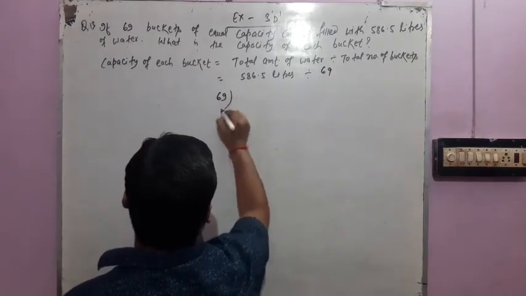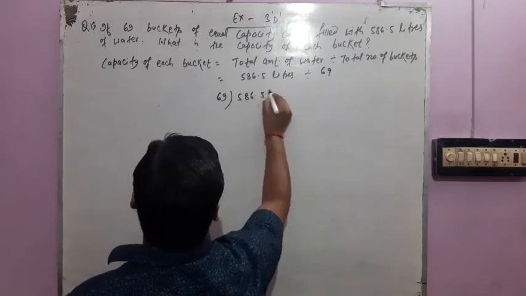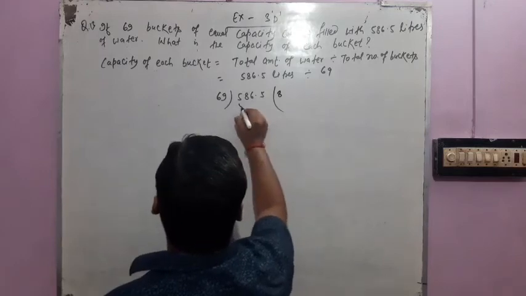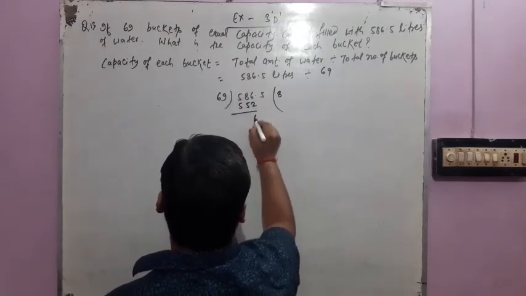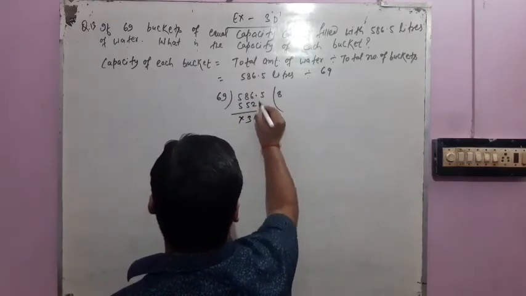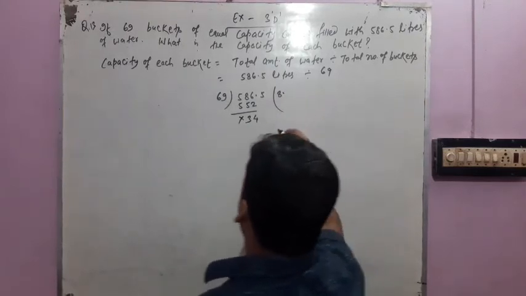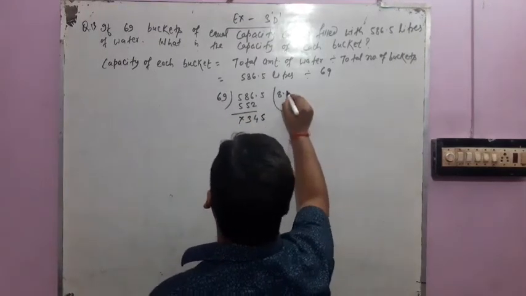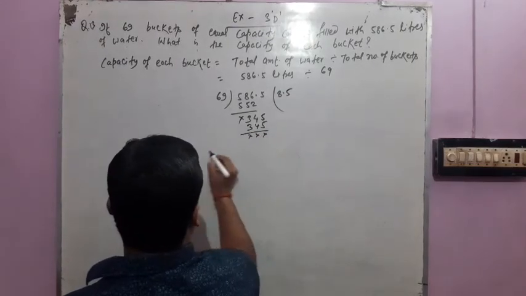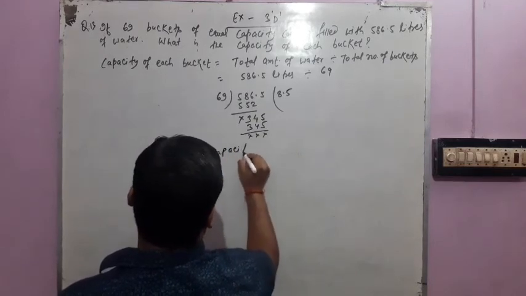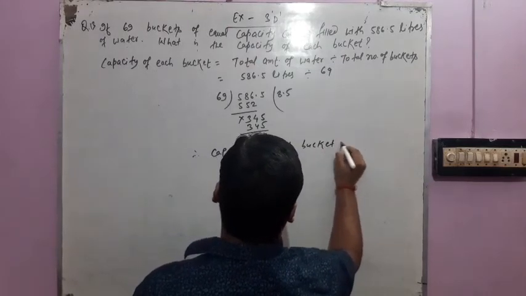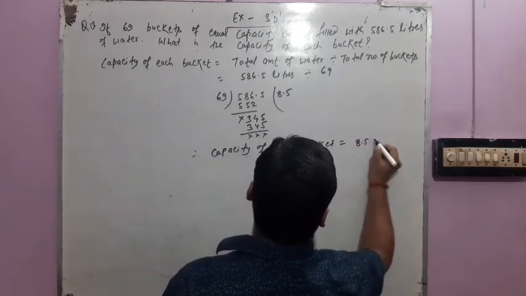So here we have to divide 586.5 by 69. Now 69 8s are 552. Now 6 minus 2, 4, 8 minus 5, here 3 and 5 cancel. Now after the decimal we have to take a digit. So first we have to place the decimal here. Now we will take 5. 69 5s are 345. Therefore the capacity of each bucket is equal to 8.5 liters.